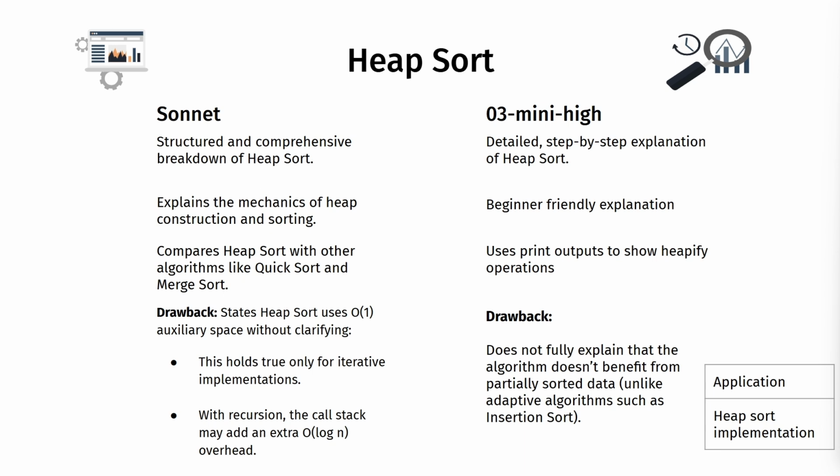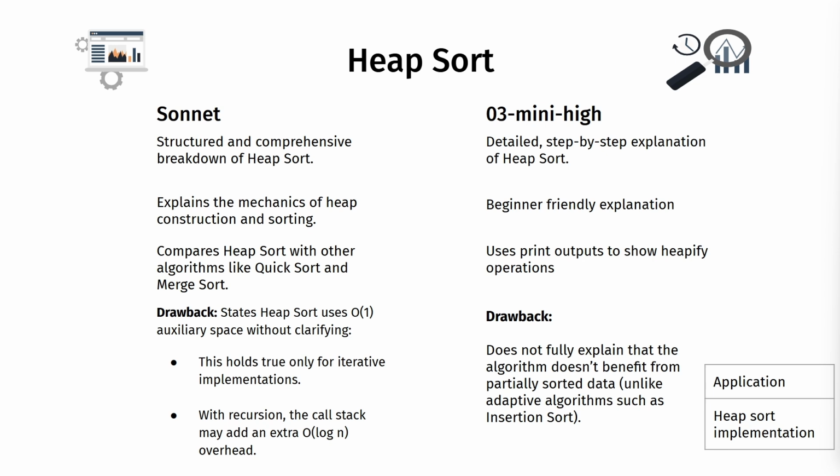It covers not only the mechanics of heap construction and sorting, but also delves into the algorithm's trade-offs, such as its lack of stability and poor cache performance. It even compares heap sort with other algorithms like quicksort and merge sort. One shortcoming, however, is that Sonnet states heap sort uses O(1) auxiliary space without clarifying that this holds true only for iterative implementations, not recursive ones. The call stack might add an extra O(log n) overhead.